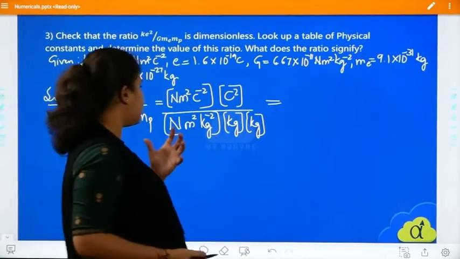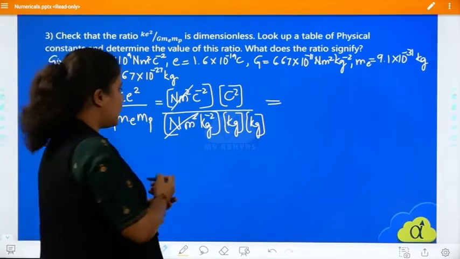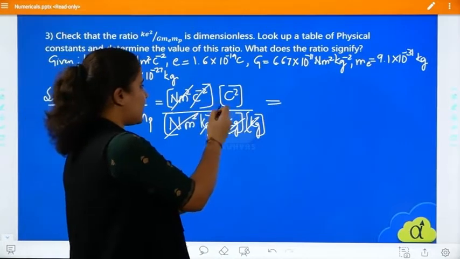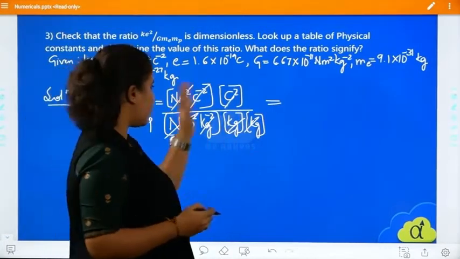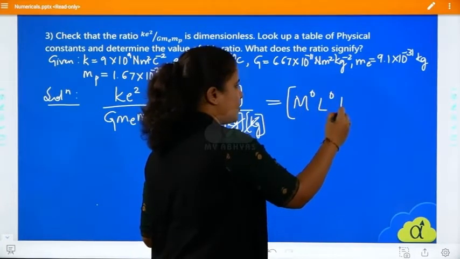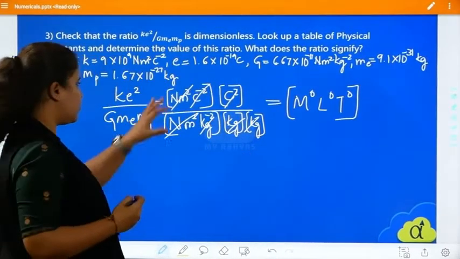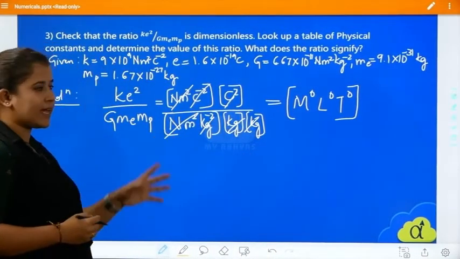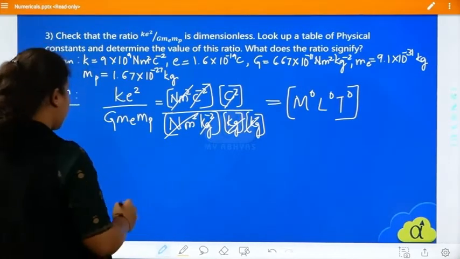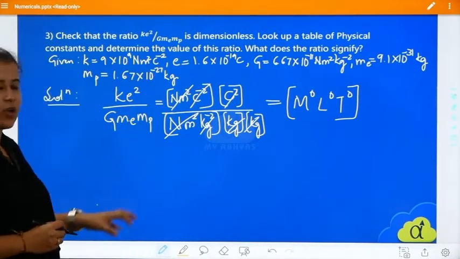So when I put this together, Newton meter square cancels, kg minus 2 and kg plus 2 cancel, and coulomb minus 2 and coulomb square cancel. So what remains? The value is dimensionless here: M raised to 0, L raised to 0 and T raised to 0. Clear? After this, what do I have to find out now? Now I have to find out the value of this ratio. So how to find the value? Just put in the exact values they have given us and solve it.